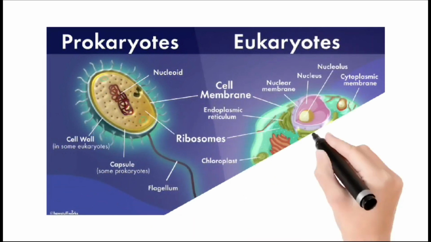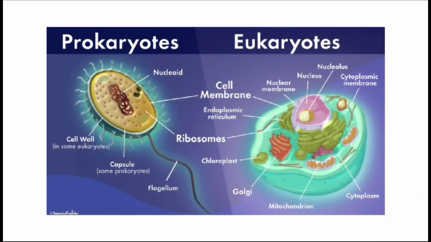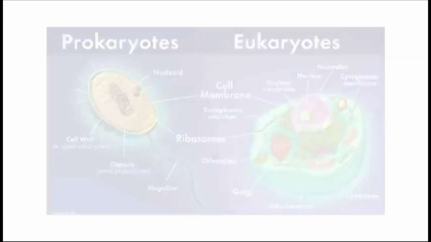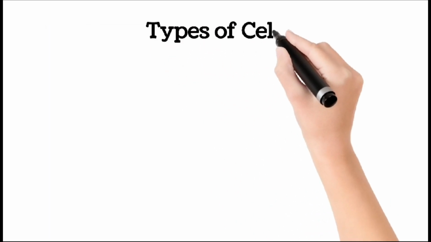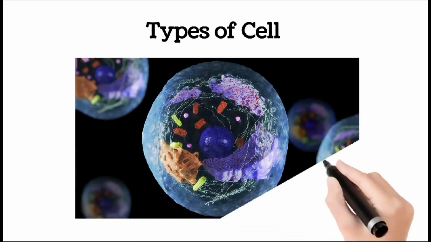Today we are going to dive deeper into the fascinating world of cells by exploring the two main types, prokaryotic and eukaryotic cells. Let's start by understanding what makes these cells different.